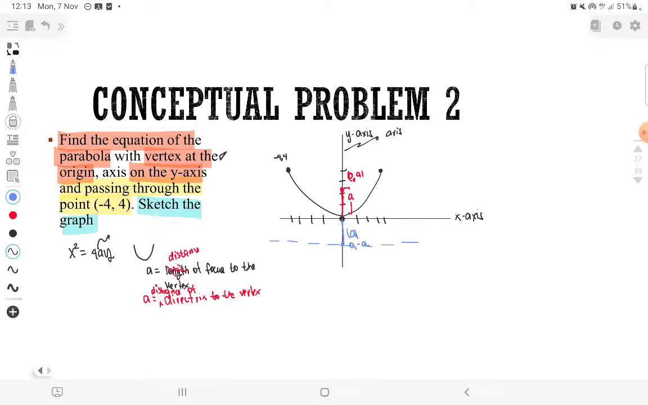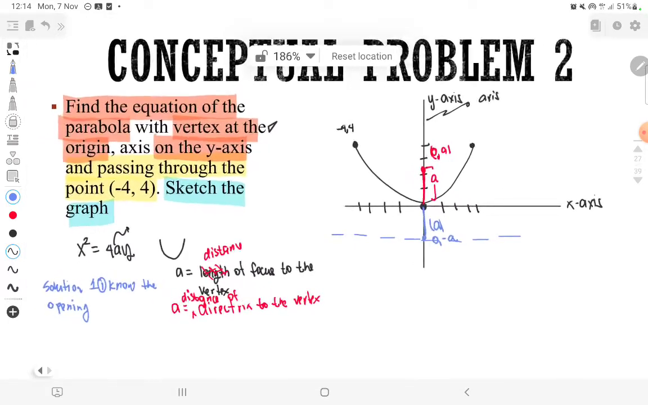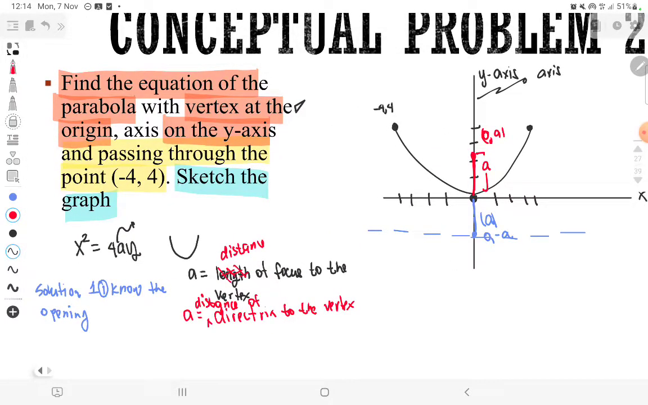The first solution, solution 1, is to know the opening. This is our step number 1. Why should we know about the opening? In order to use the standard equation of the parabola at (0, 0). From here, it's opening upward. If you have x squared equals negative 4ay, it is opening downward.